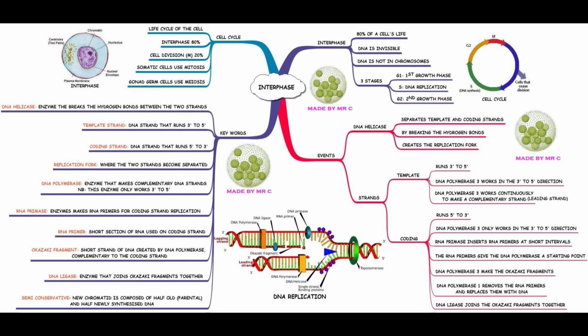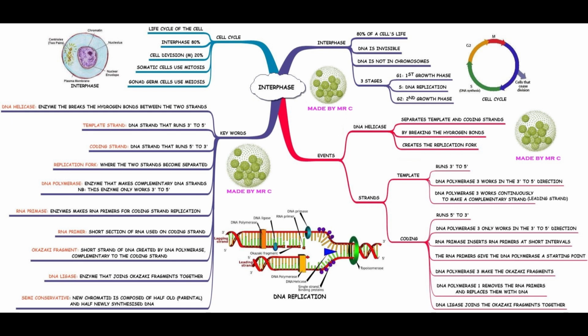It has 3 stages. G1 is the first growth phase. The S stage of interphase is where DNA replication occurs. And then G2 is the second growth phase. After interphase, we then have cell division, depending upon what cell type we're talking about.